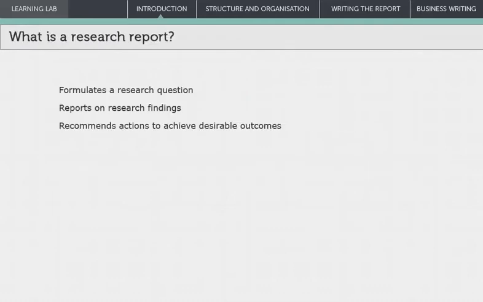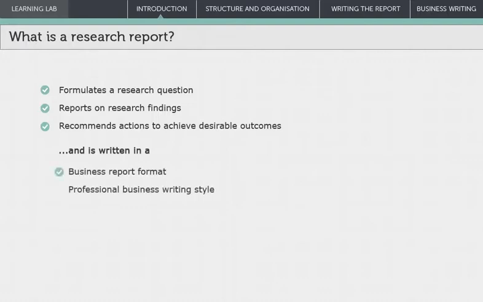This assignment provides you with the opportunity to research and write a real workplace report. It will inform the client of important aspects of their research brief. It will also provide recommendations to achieve desirable outcomes. The report will be presented as a written business proposal and as a presentation.